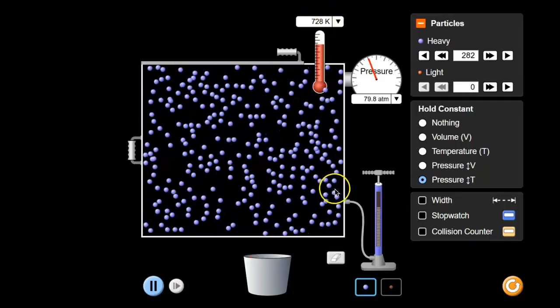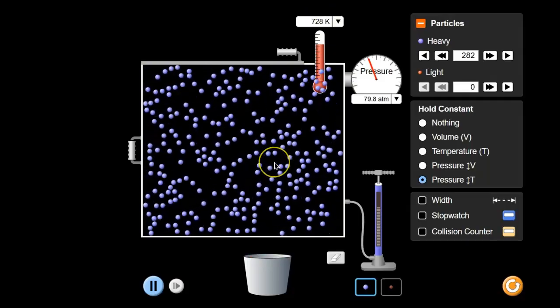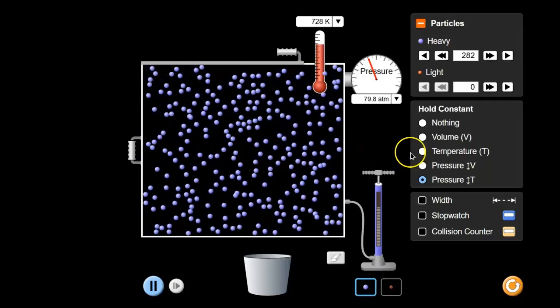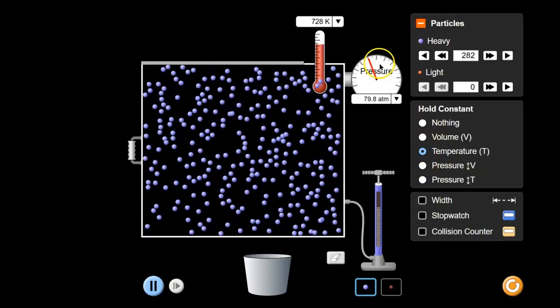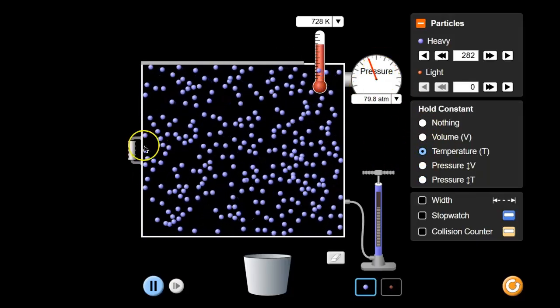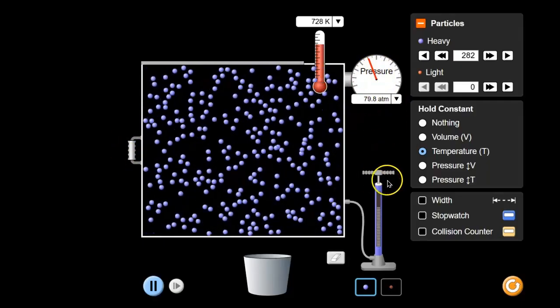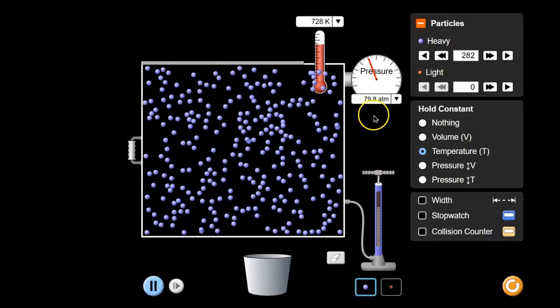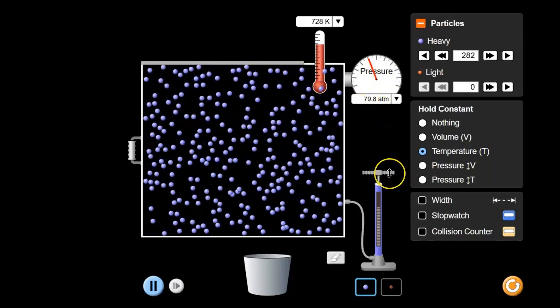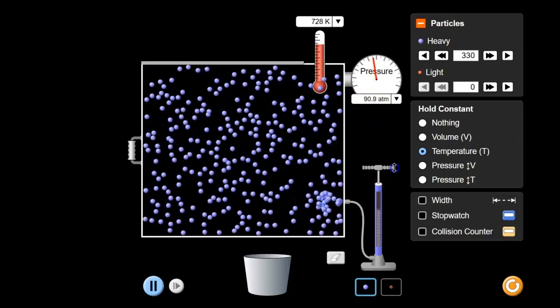Lastly, I'm going to look at how changing the number of molecules in here affects the volume. We're going to keep the pressure and the temperature the same. I'm going to have to manually do this with the volume because I can't control the pressure directly. So I'm going to add some more gas particles in here. Remember, this is about 80 right here, okay? So I'm going to add some more. I'm going to add some more.